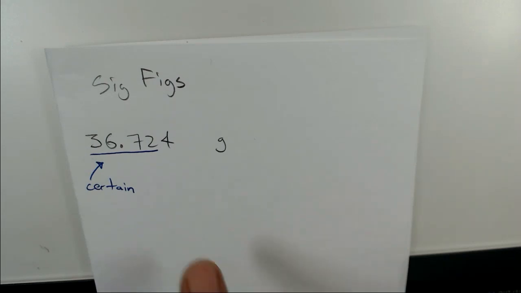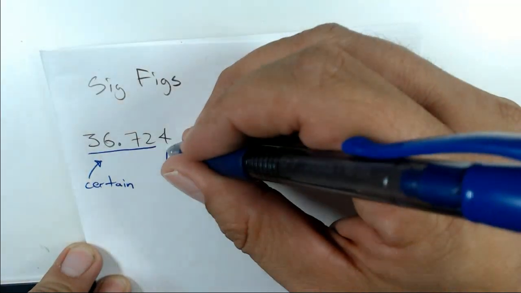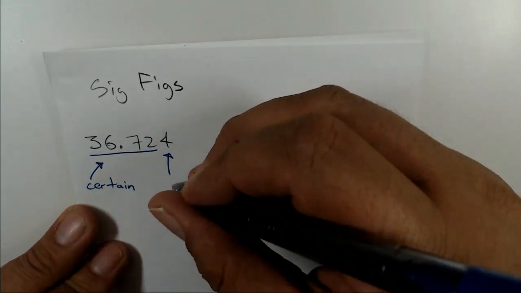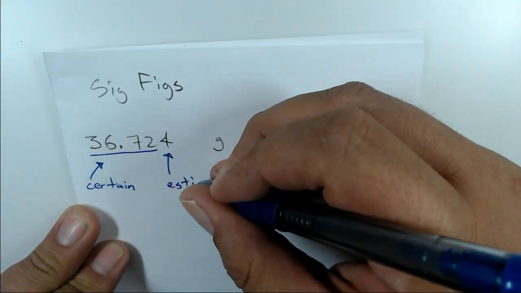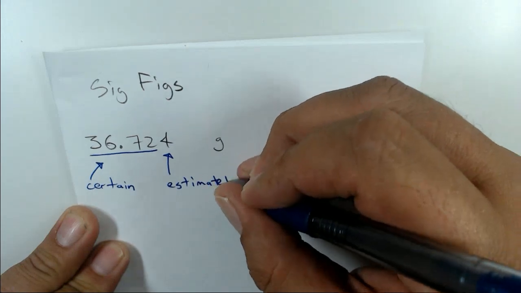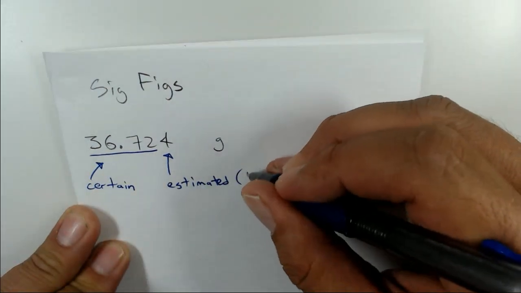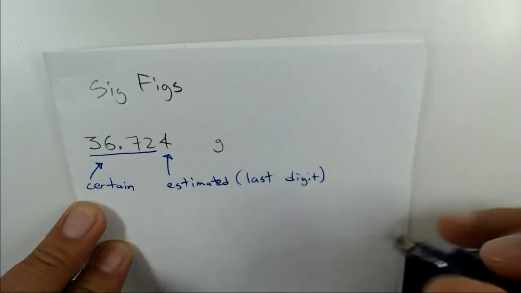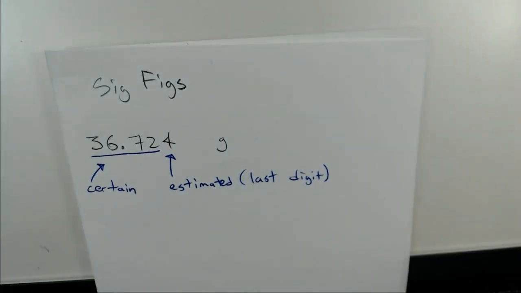So here we have the certain values. The last value here is the one that, if you've ever used a digital scale before, you may notice that last digit kind of jumps around a little bit. That's because the instrument's trying its best to estimate what it is. So this is estimated. And it's always the last digit on any kind of digital readout, and it's not just for scales, any kind of digital readout.